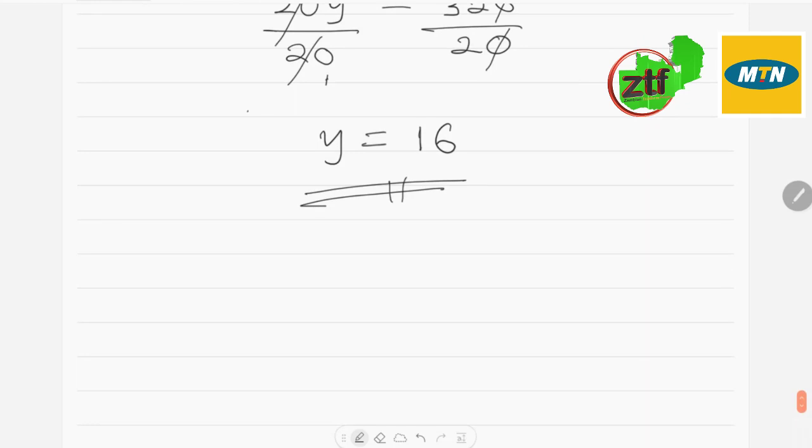So that is how you answer that question under variation, and that is question number 20. All right, so let's go to question number 21, which is the last question for today, guys.